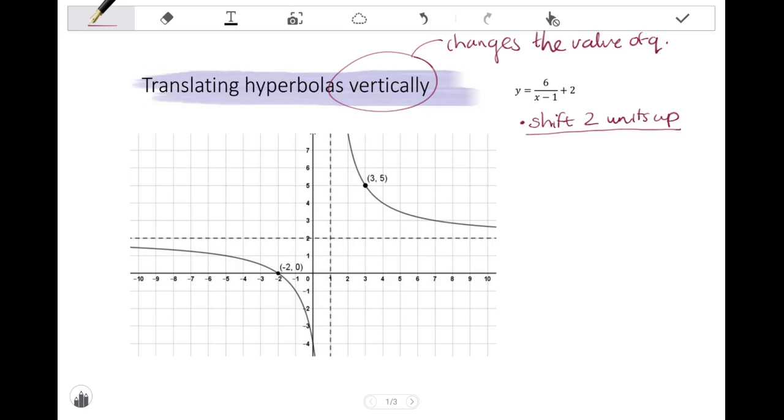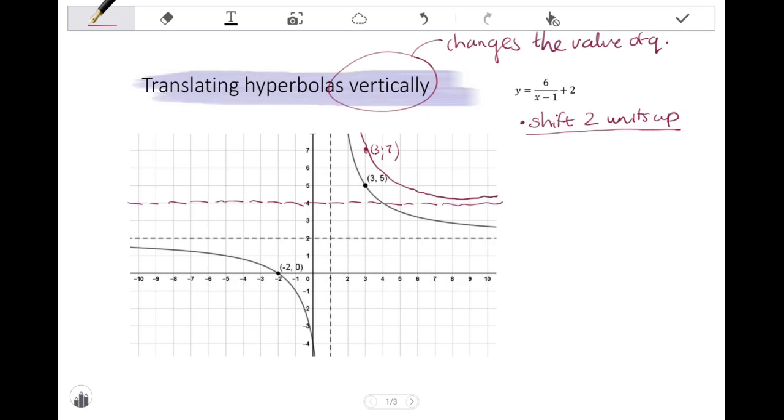Now, I'm not going to accurately calculate every point, but I will just highlight some points. So 3, 5 will go to 3, 7. Then I'm just going to draw a rough sketch. It won't be accurate, but just remember every point should move up by 2 units. Then the horizontal asymptote shifts up, so it goes from y equals 2 to y equals 4. My vertical asymptote, however, doesn't change.